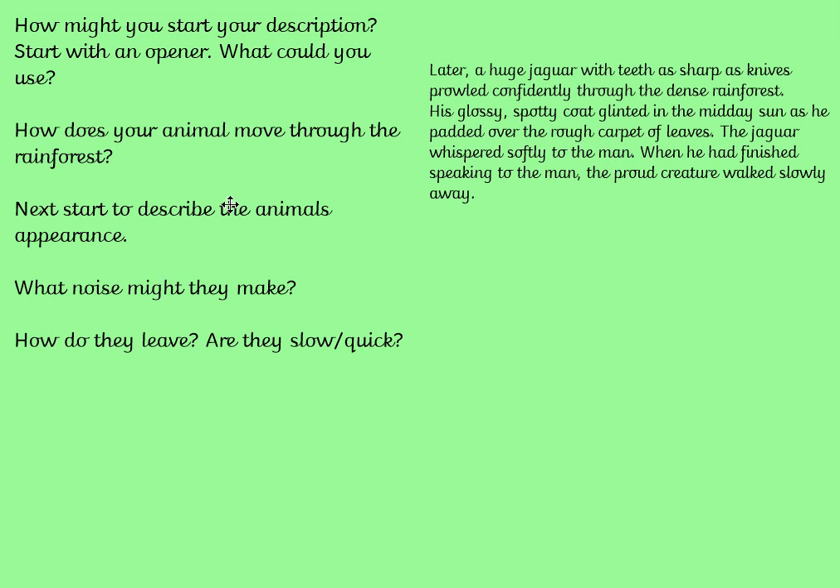I've managed to include a description of what the jaguar looked like. I've talked about the noise he makes, how he speaks to the man. I've talked about how he moves through the rainforest and how he leaves. Okay, so there's my description based on my plan I did of the jaguar yesterday. You might be writing 2 descriptions today if you drew and labelled 2 animals yesterday. And remember, it doesn't have to be long. We're not looking for a whole page. We're just looking for 1 paragraph for each animal, introducing them, describing them, showing how they move, how they speak to the man, and how they leave. Okay, and we can add some speech in later in the week.